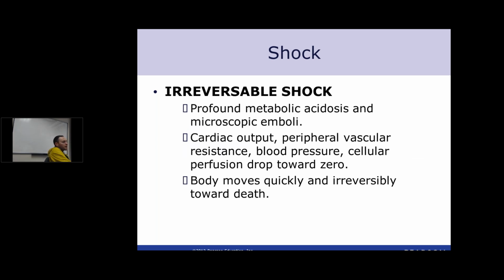Irreversible shock. This is profound metabolic acidosis. There's little cardiac output. Peripheral resistance can't keep up. Blood pressure sucks. There's no compensation for it, and the body will quickly die.